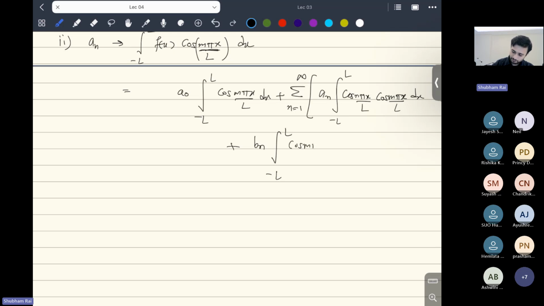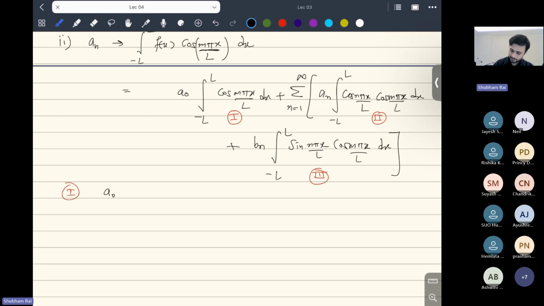In the Fourier series, sine(n pi x by L) is present. So I'll write sine(n pi x by L), multiplied with cos(m pi x by L), and then dx. Okay, so finally you have this expression, and let's solve it. I'm calling this the first integral, this the second integral, and this the third integral. So let's first solve the first integral.